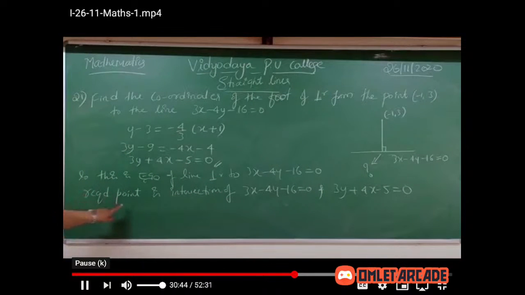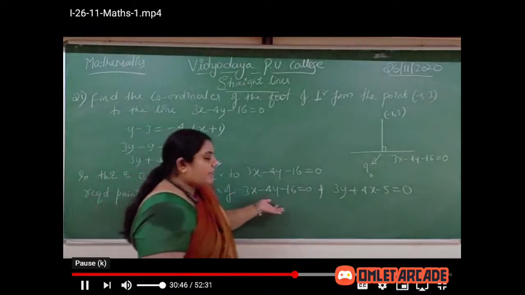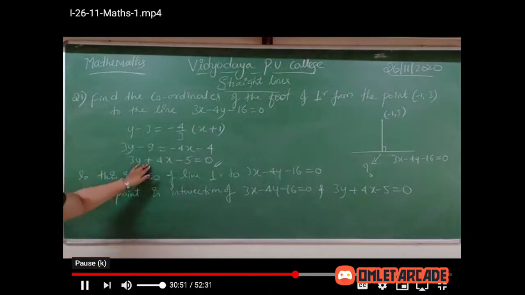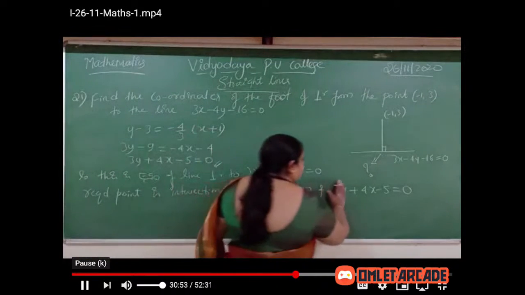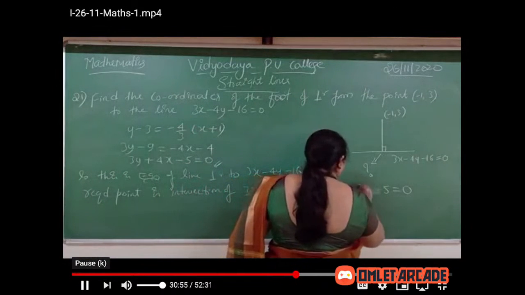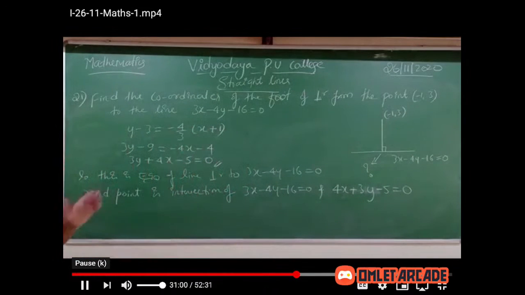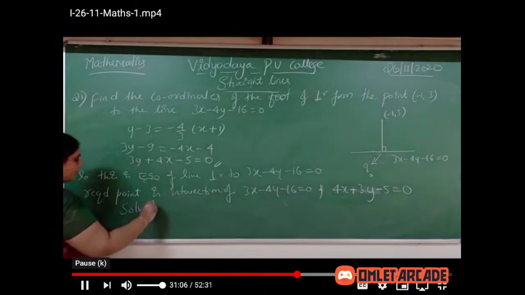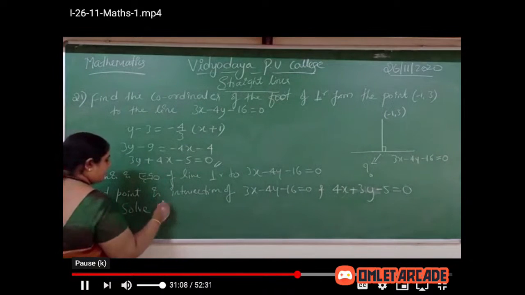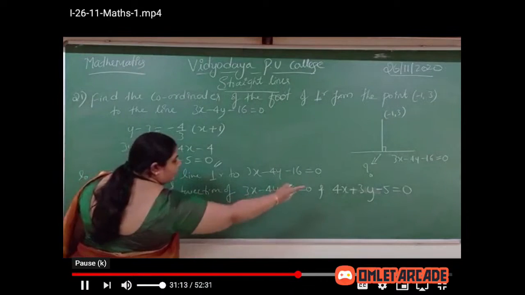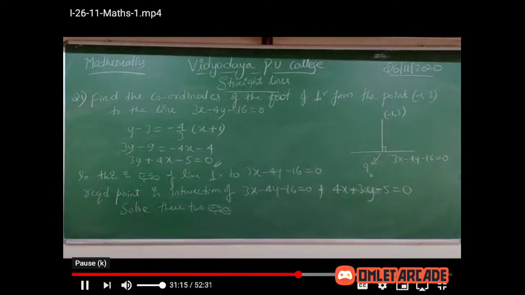Did you get this? The required point is the intersection of 3x minus 4y minus 16 is equal to 0, and what we found just now, that is 3y plus 4x. Can I write in order? 4x plus 3y minus 5 is equal to 0. Now we will solve these two equations. You will get the point of intersection. So these two equations, okay, we'll solve it.